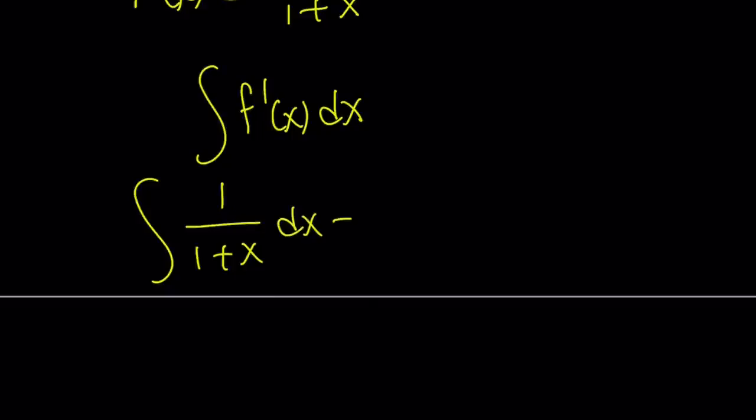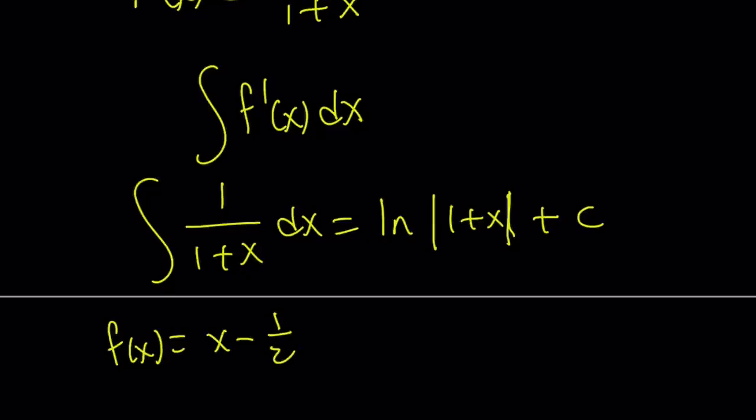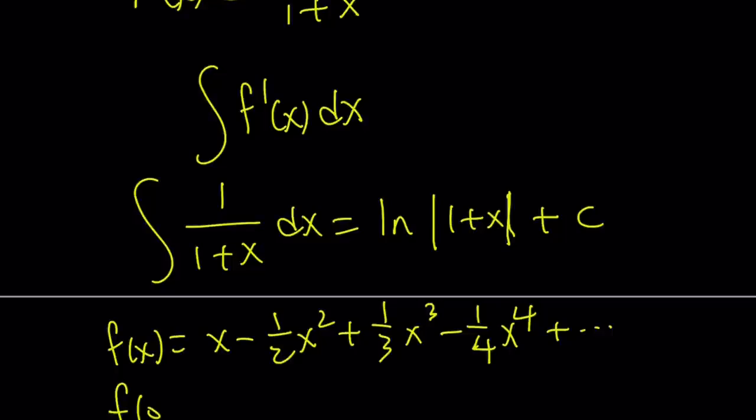As you know, this is equivalent to ln absolute value of 1 plus x plus c, c being a constant. So how am I going to evaluate the constant? To figure out what the constant is, I am going to replace x with 0. Remember, f of x was defined as x minus 1/2 x squared plus 1/3 x cubed minus 1/4 x to the fourth power plus and so on. If you replace x with 0, since we only have powers of x, f of 0 is going to be 0. Awesome. Let's plug it in here.